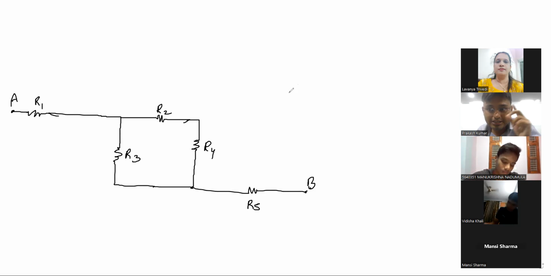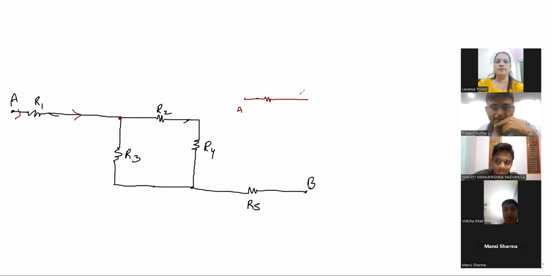Are you redrawing? Try to identify where is series, where is parallel. R5, R4, R3, R2, R1, A, B. Done, okay, WhatsApp it. Done? If it is not coming, don't be afraid, I am explaining. Okay? Learning takes time, no issue. Okay.